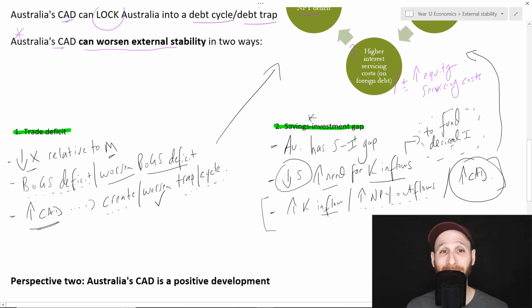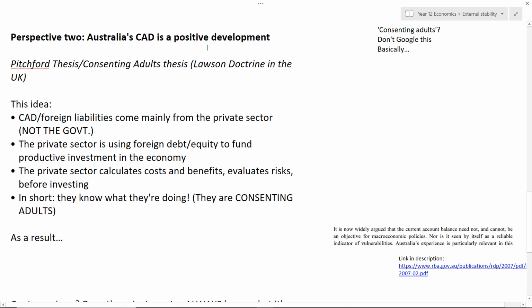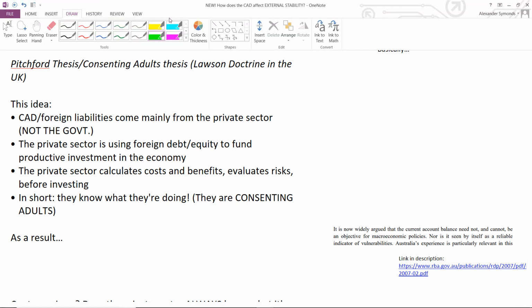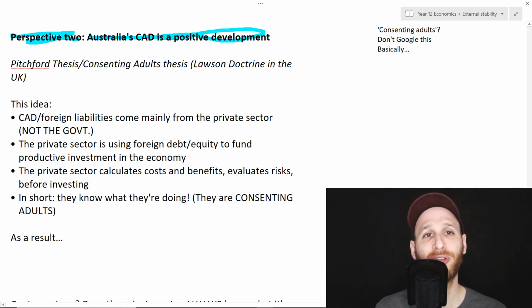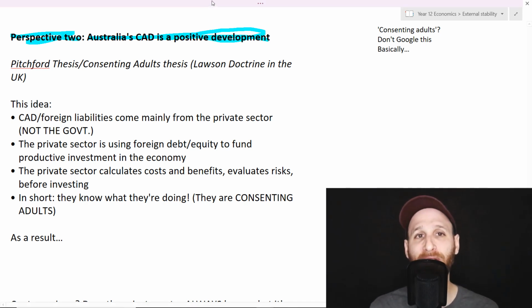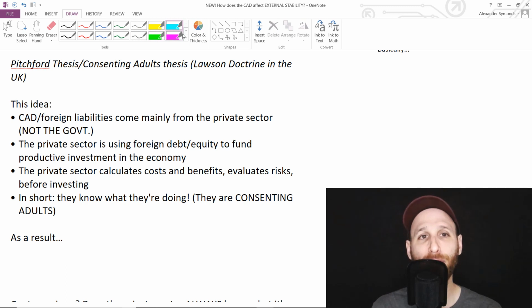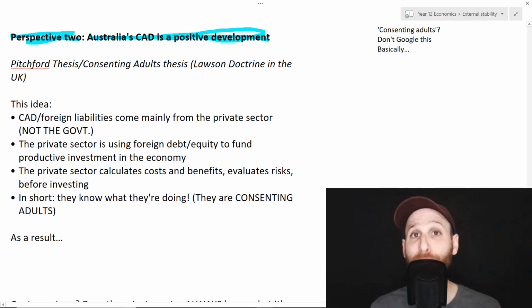savings investment gap. Okay, so our other perspective is that, and let's, blue's a good color. Our second perspective here is that Australia's CAD is actually a positive development. It's a good thing for the economy. And when we're talking about this, what we're talking about are the ideas of the Pitchford thesis, right? OneNote doesn't like this, but it's actually really someone's name. John Pitchford, an Australian economist. This thesis, or this idea, is also known as the consenting adults thesis.